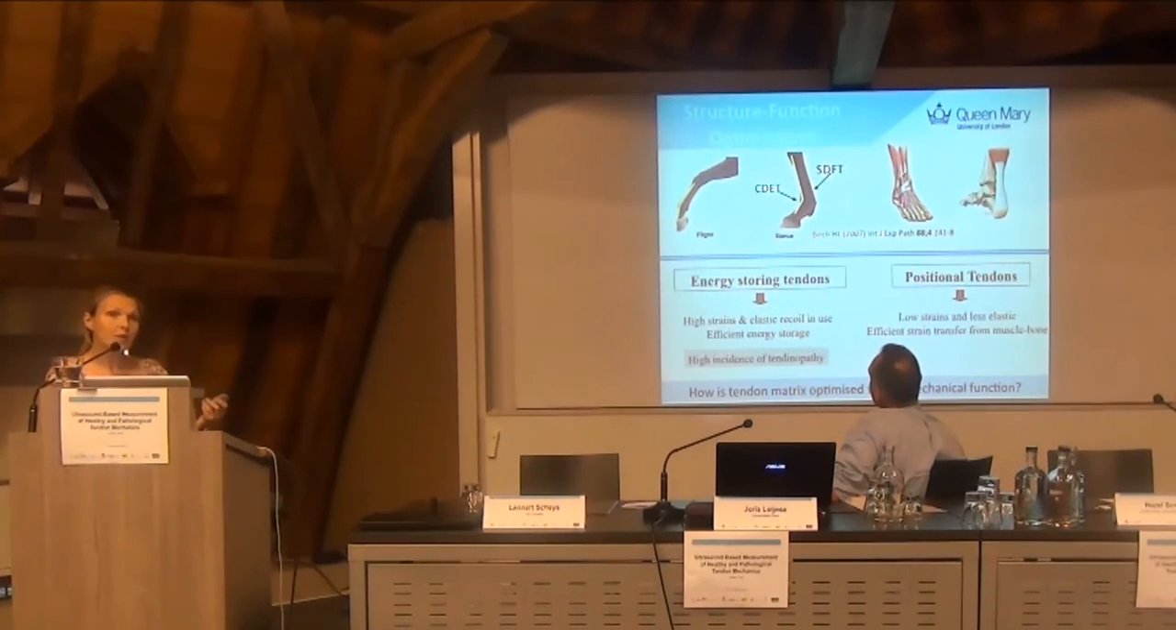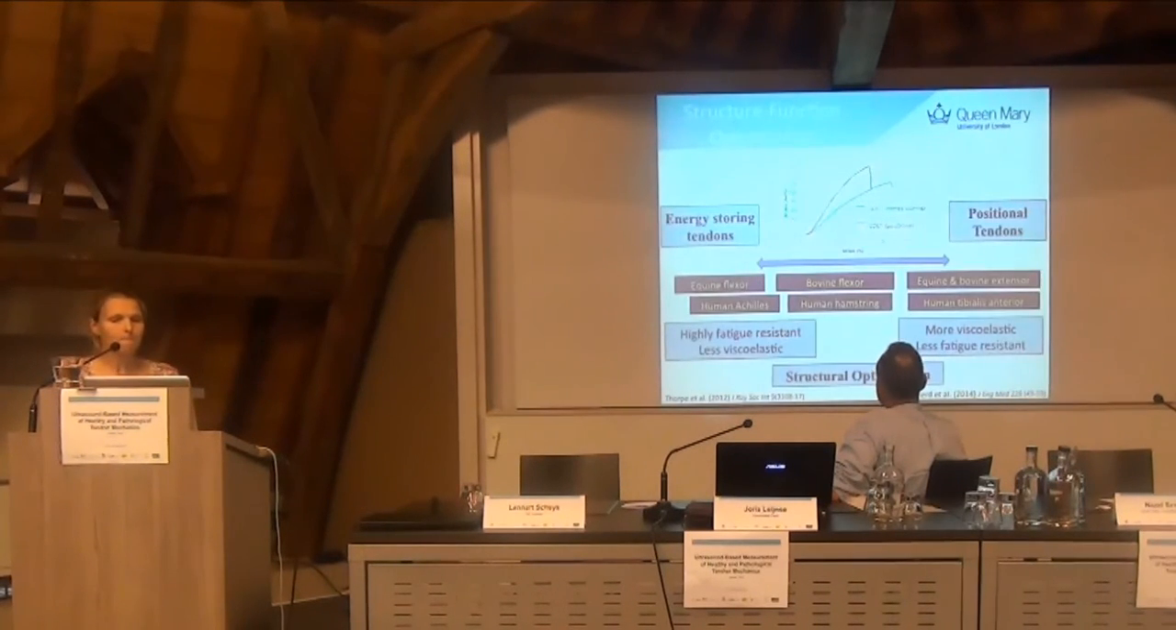You can compare it then with a positional tendon. So you might take something like tibialis anterior, something like the ones in your hand. Or here, the CET, it's an extensor tendon down the front of the horse leg, so you can match samples and look at the differences in how these two tissues respond. So we've been looking at how the matrix may be optimised to allow these differences in function.